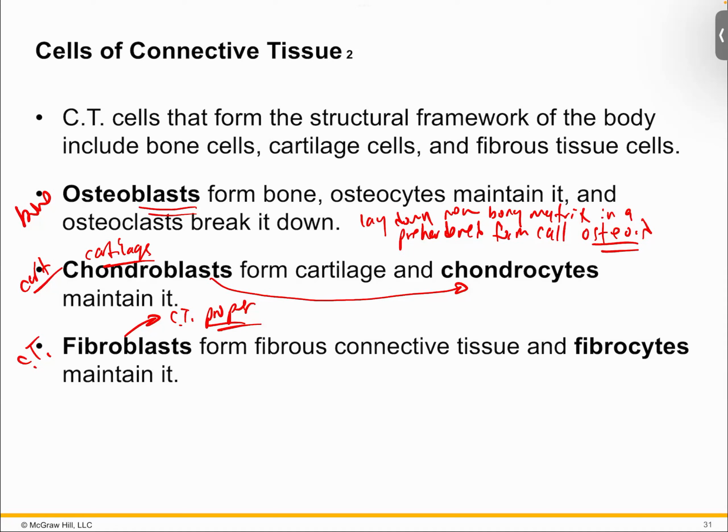And probably of all of these, to be quite honest with you, the most active of these blast cells is probably the fibroblasts, because you are by far injuring your connective tissue proper a lot more than you're injuring your cartilage or your bone. Okay. Why? Because think about it. How many times have you cut yourself in your life? Too many to count, right? How many times have you broken a bone?